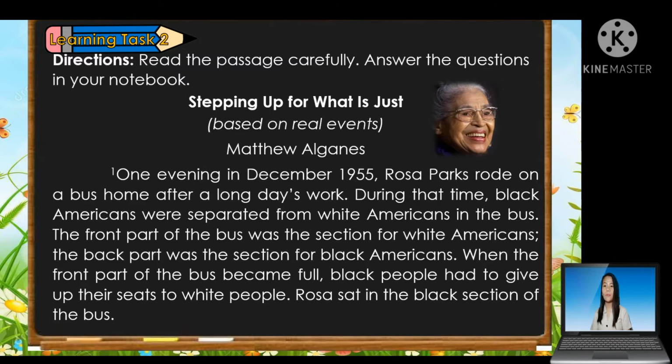One evening in December 1955, Rosa Parks rode on a bus home after a long day's work. During that time, Black Americans were separated from White Americans in the bus. The front part of the bus was the section for White Americans. The back part was a section for Black Americans. When the front part of the bus became full, Black people had to give up their seats to White people. Rosa sat in the Black section of the bus.